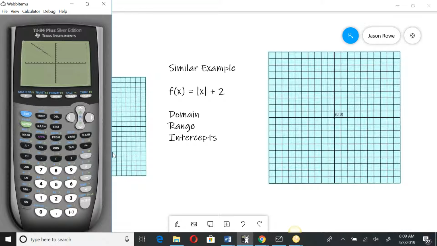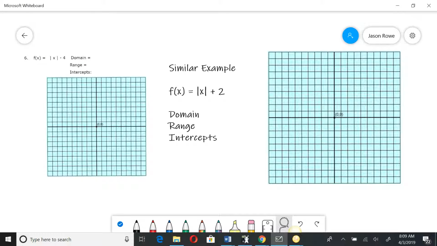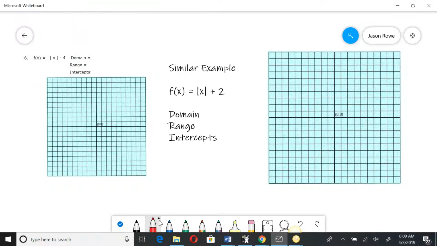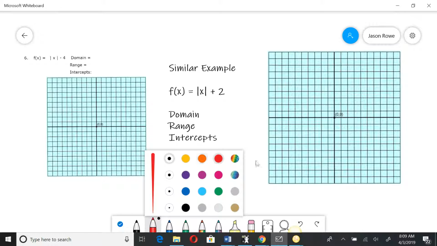And so I'm going to hit graph. There's what the graph should look like. Now I'm going to access the table by hitting second and graph, so I can get some points to graph. I'm going to scroll so I have a couple of negatives and positives. Let's take a look. I've got a point at negative 3, 5.